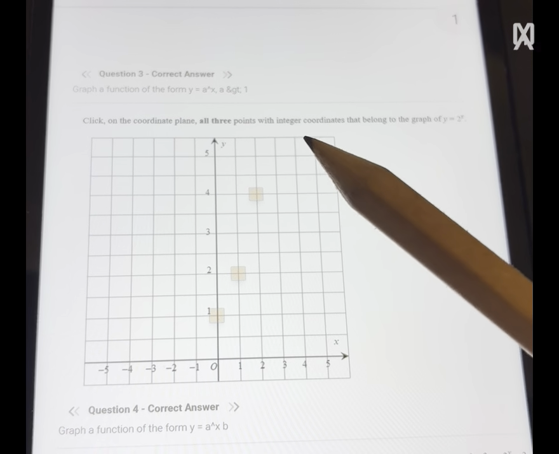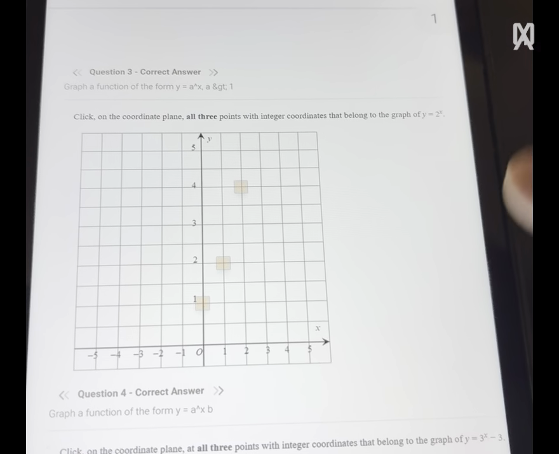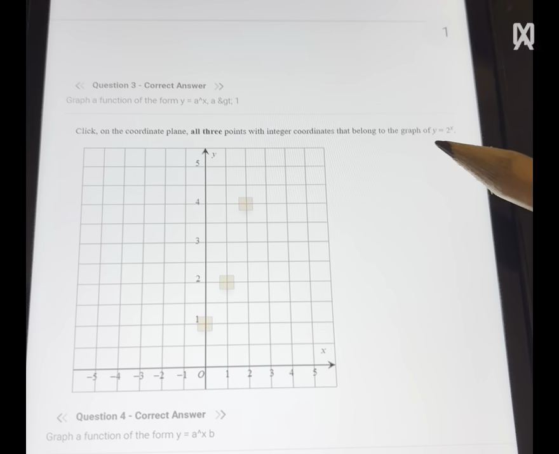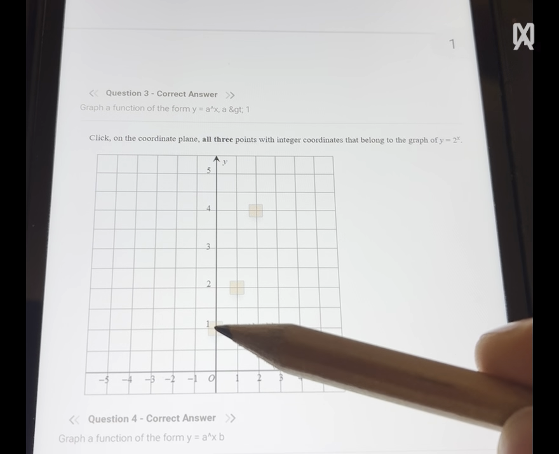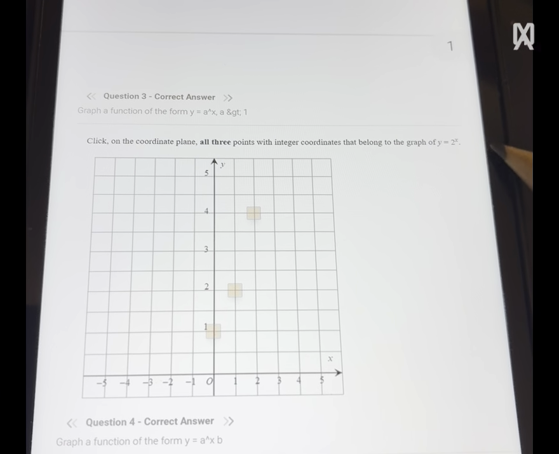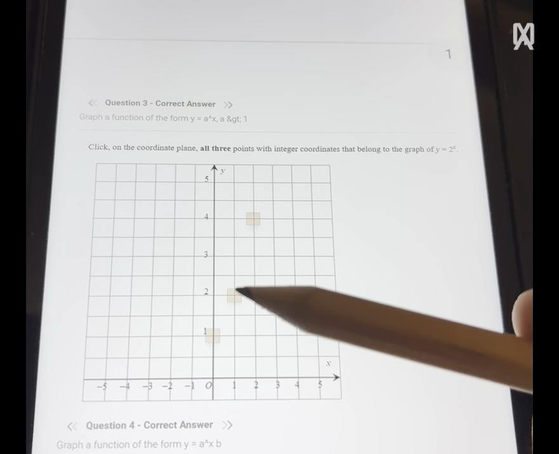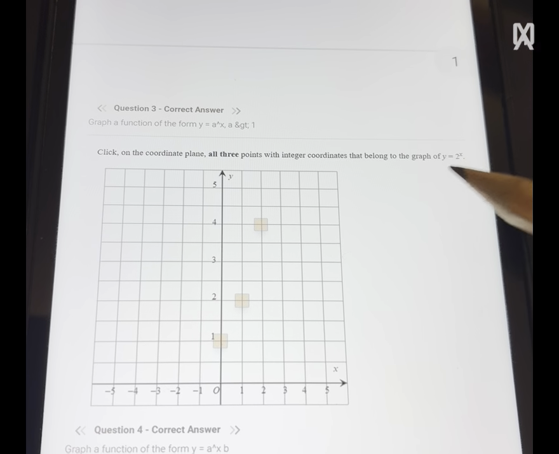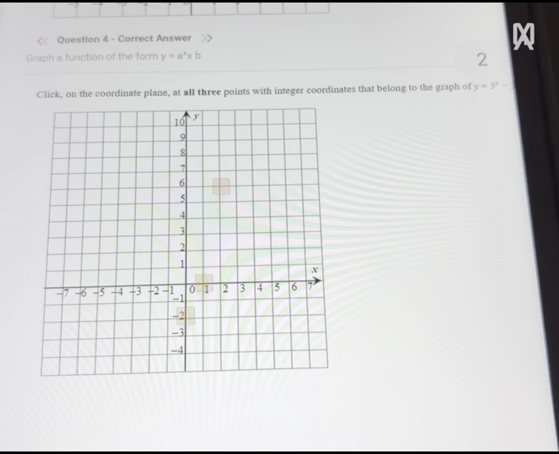Question 3, he just wants to select 3 points of this graph on the drawing. So I will take the easiest 3 points. X is 0. When x is 0, y is equal to 1. So 0 and 1. When x is 1, y is equal to 2 to the power of 1, so 2. So 1 and 2. When x is 2, 2 to the power of 2 is 4. So 2 and 4.